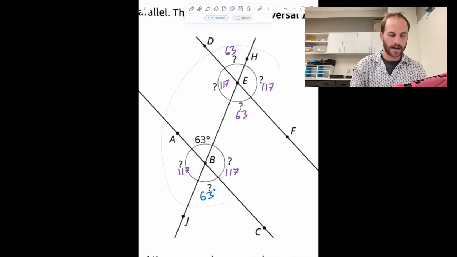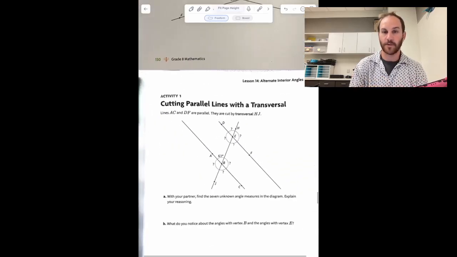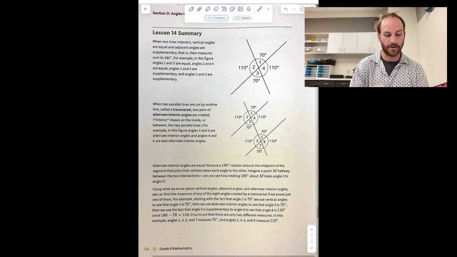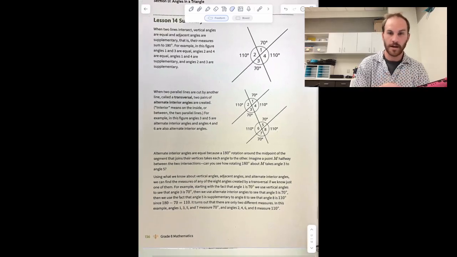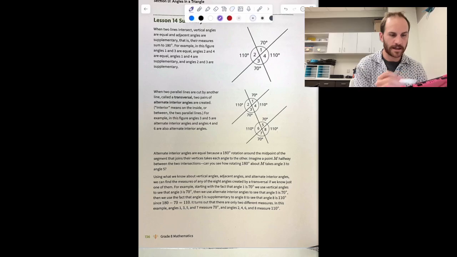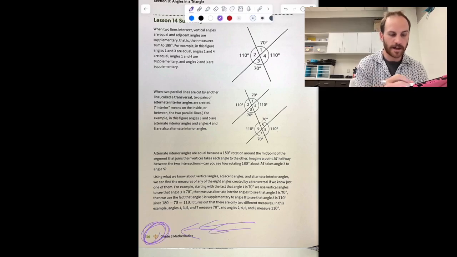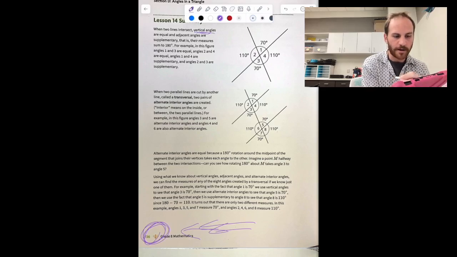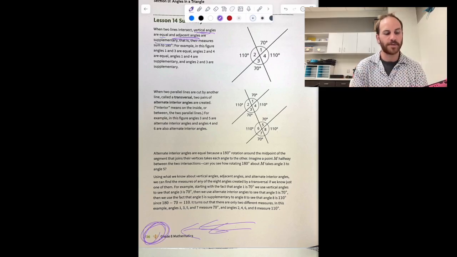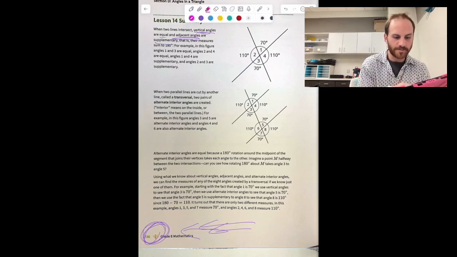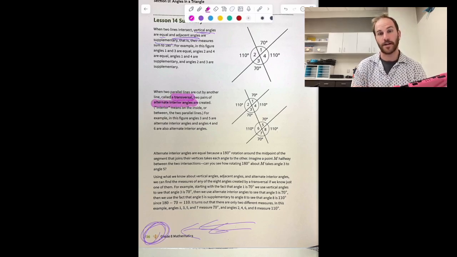Okay? If you have any more questions, the lesson summary on this lesson is super helpful. In fact, what I would do is I would mark page 136. All right? Big page, very good. Lots of impressive things happening here. They talk about vertical angles, right? They talk about adjacent angles being supplementary, vertical angles being equal. They also talk about the transversal and alternate interior angles and how those are created.